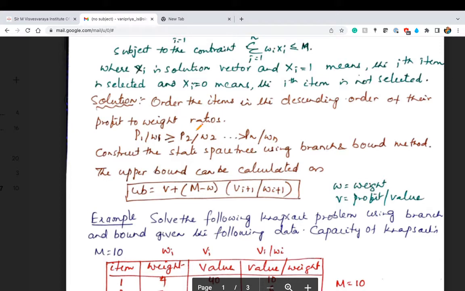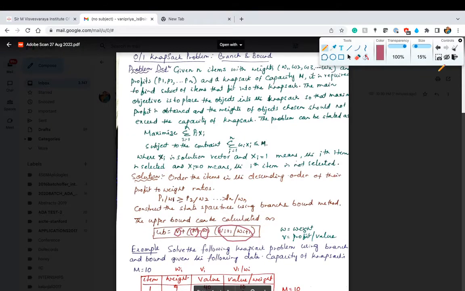How do you find the upper bound? In the initial state, there is a formula for that. The upper bound is V, where V is nothing but the profit. Value or profit are the same. M is the capacity of the knapsack and W is the weight of the item. Then this is the ratio of the next item's value by Wi. You will understand this when you go through the example. So this is the formula.